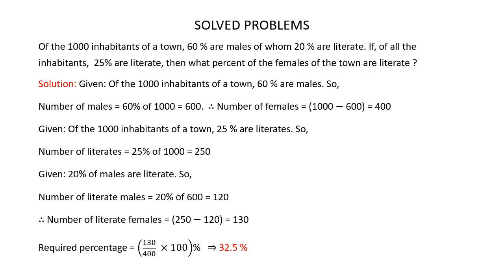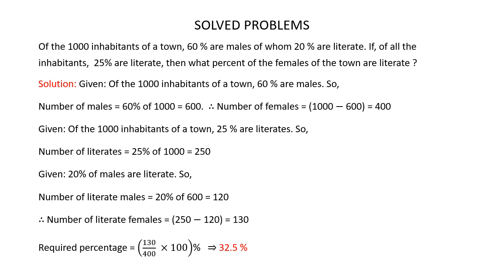Now it's given that out of the 1000 inhabitants of a town, 60% are males. So number of males is equal to 60% of 1000, which is 600. Therefore, number of females will be 1000 minus 600, which is 400. So there are 600 males and 400 females in the town.